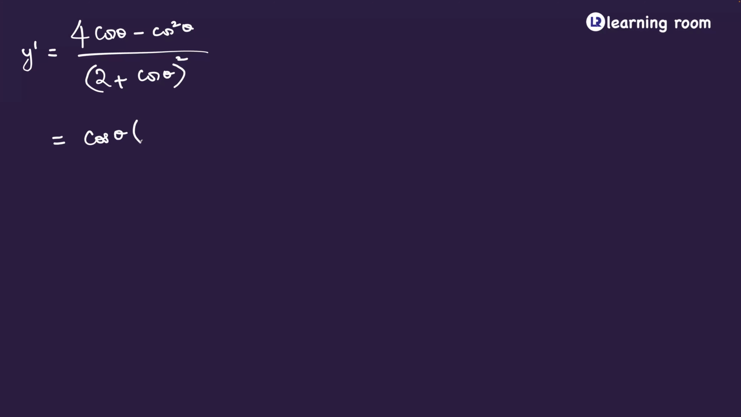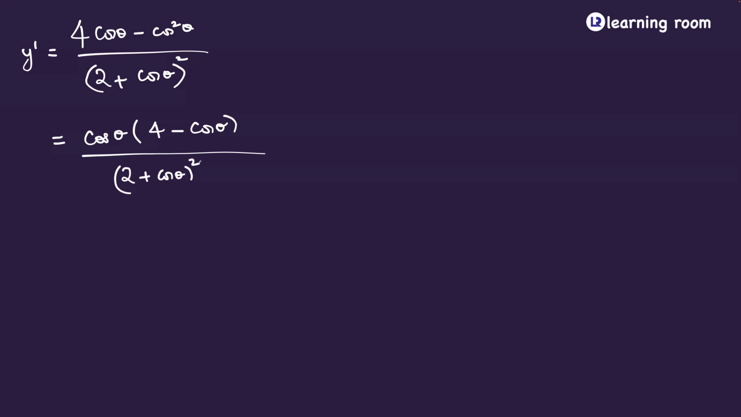So listen, what did we get? We got 4 cos theta minus cos square theta divided by 2 plus cos theta the whole square. This is y dash. What is the question all about? Prove that it is increasing when theta belongs to 0 to pi by 2, basically the first quadrant. Now, what is common in this? If I take out cos theta, I have 4 minus cos theta, the whole divided by 2 plus cos theta the whole square. I need to make a decision with this.